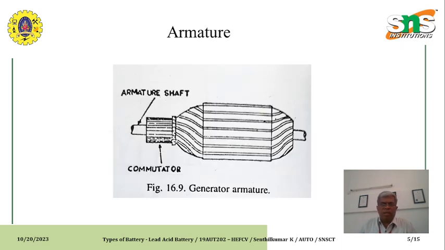Now coming to this diagram, this is the armature. Basically it is made up of cast steel. There are slots, and in these slots the windings are fixed. Mica is used to prevent contact between the windings. All the windings are connected to the commutator. The commutator always touches the carbon brush, through which we can extract the power generated in this armature.